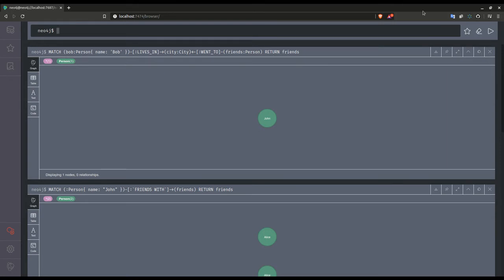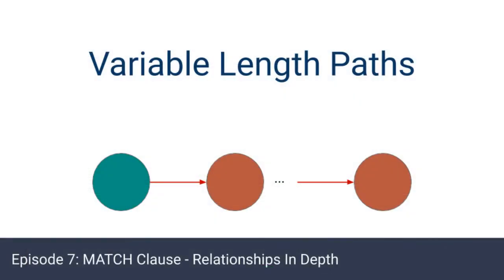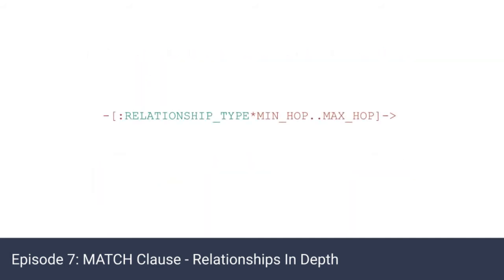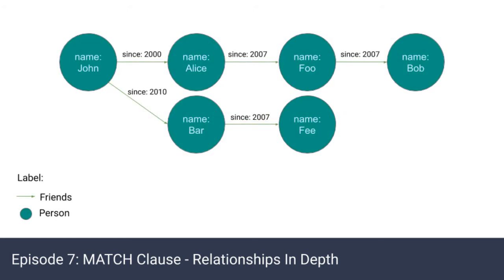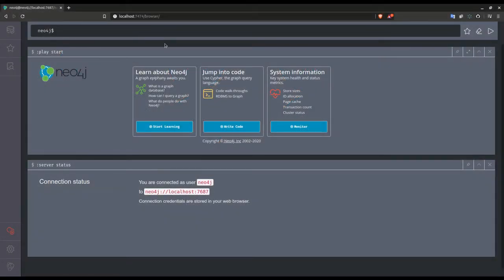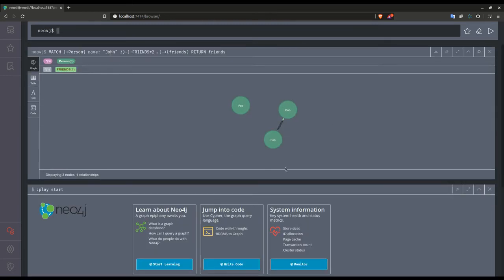The next one is the variable length path. Nodes that are a variable number of relationship hops away can be found with this format. The min and max hop have a default value of 1 and infinite respectively. Setting the minimum to 0 will include the starting node. Considering that we have this data set and we are only interested in friends of John, then we can do it like this. As we can see here, we only retrieve the friends of John, excluding his direct friends.